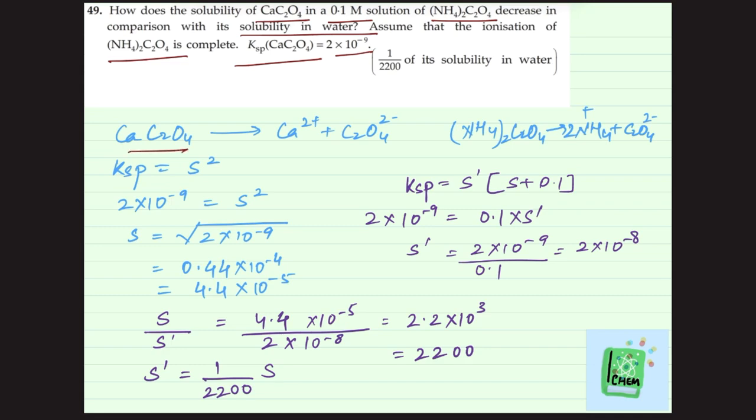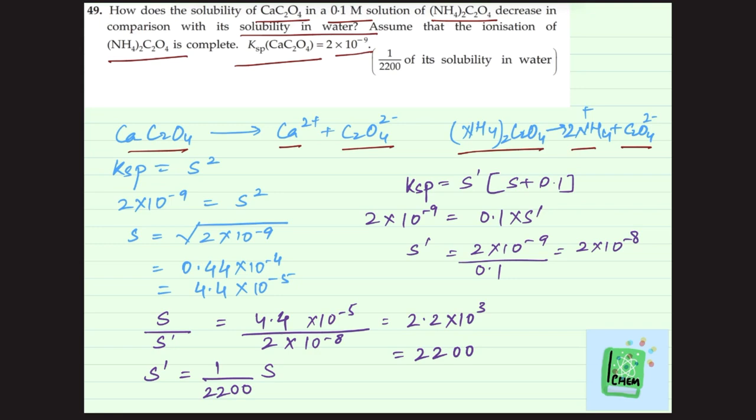Calcium oxalate dissociates to give calcium ion and oxalate ion. Ammonium oxalate will dissociate to give ammonium ion and oxalate ion. Now, in calcium oxalate, 1 mole of calcium and 1 mole of oxalate ion is present. Means 1 mole of calcium oxalate contains 1 mole of calcium ion and 1 mole of oxalate ion.